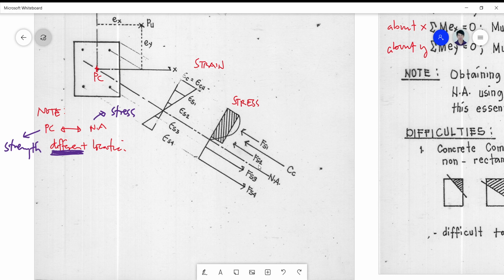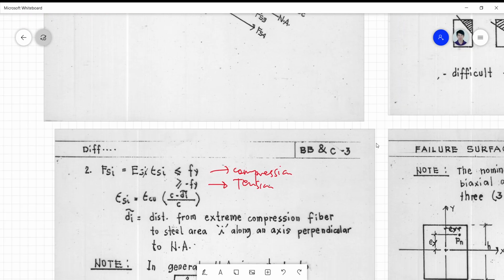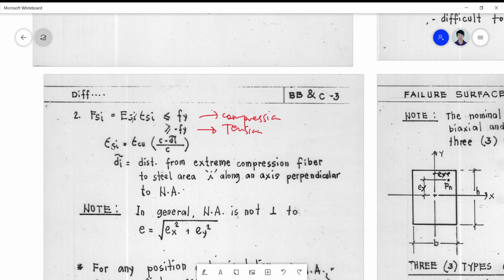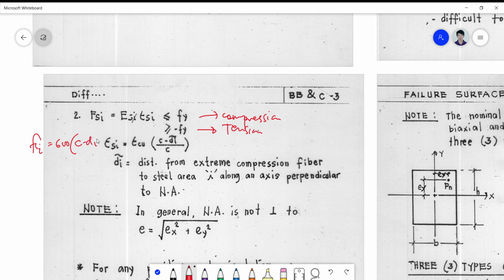So automatically, if you take a summation of forces horizontal, the sign of the force will be carried by the determination of your stress or strain in concrete. Okay, so this is the formula for the strain: epsilon_cu (c minus di) over c. Or you can solve for Fsi directly here by simply multiplying 0.003 with 200. That becomes 600 (c minus di) over c here. Okay, so when it becomes positive, it's compression, then negative is tension.